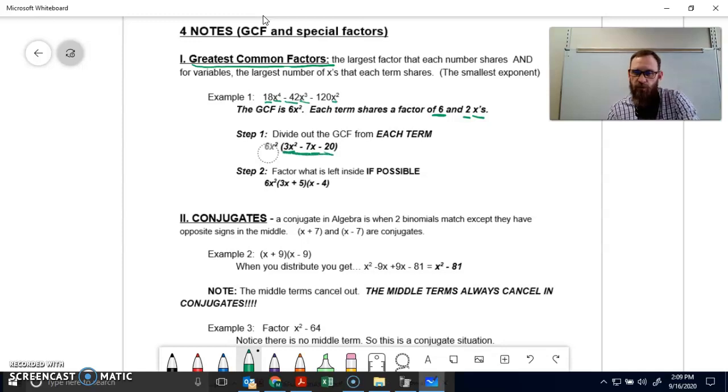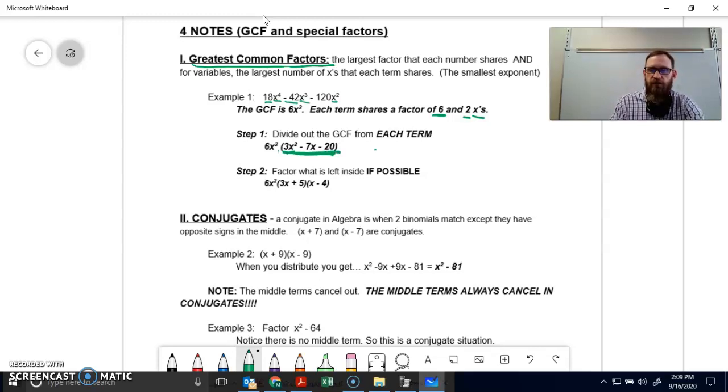And so I'm left with this in parentheses. But often you will have to factor what's left inside, and we're going to practice that. Now, not always. Sometimes it's just a GCF, and what's left inside doesn't factor any further, and the problem is done. However, on this one, and on many of the ones I'm going to give you today, what's left over inside the parentheses will need factored again.